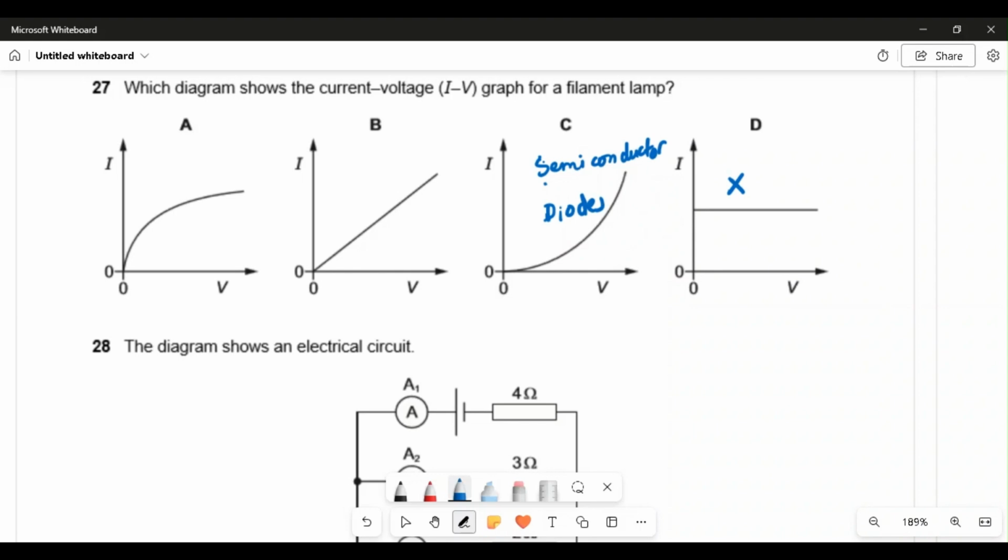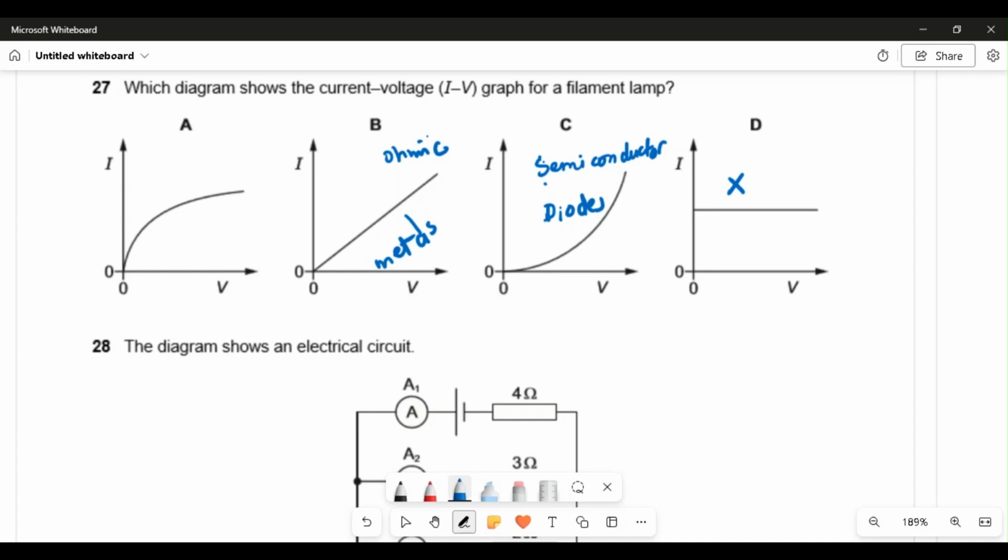Moving to B, voltage and current are proportional. This behavior is called ohmic behavior, and ohmic behavior is usually for metals that are good conductors. As voltage increases, the current also increases. Here, I would like to mention one more thing: whenever we have ohmic behavior, the current-voltage graph is always a straight line and its gradient is always 1 over the resistance.